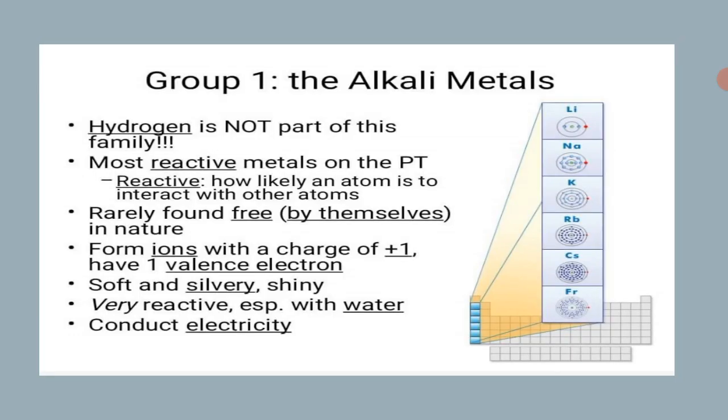Then in the periodic table, the first group elements are called alkali metals. In this first group, hydrogen is not a part of this family. They are the most reactive metals on the periodic table. Reactive means how likely an atom is to interact with other atoms. Rarely found free in nature. It forms ions with a charge of +1 and has one valence electron. They are soft, silvery and shiny. They are very reactive, especially with water. They conduct electricity.